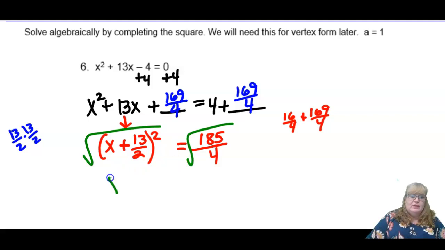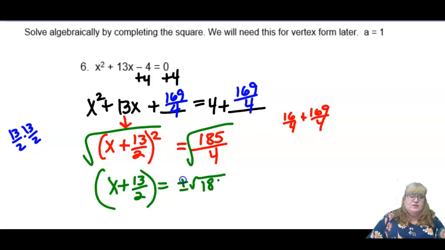Now this actually comes out kind of nice because we have 13 halves over here. The square root of 185, I'm going to leave it as square root of 185. Did I just say 165? I'm sorry. The denominator, though, the square root of 4 is 2, which is a wonderful thing because remember, we're not supposed to have a square root in the radical according to some crazy mathematician rule. So we didn't have one here. We're good. So all we need to do is subtract the 13 halves over to the other side.